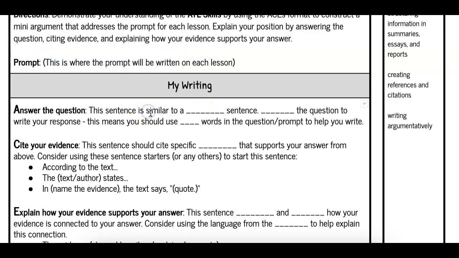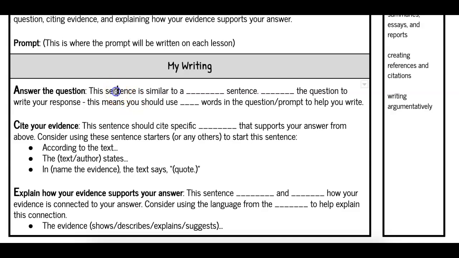This sentence really is similar to a topic sentence, if you think of it that way, maybe from your English class. So you're kind of making an assertion. You're making a topic sentence, you're making a claim. You will restate the question to write your response. This means that you should use key words from the question or prompt to help you write. We should see similar language from the prompt in your answer the question section.